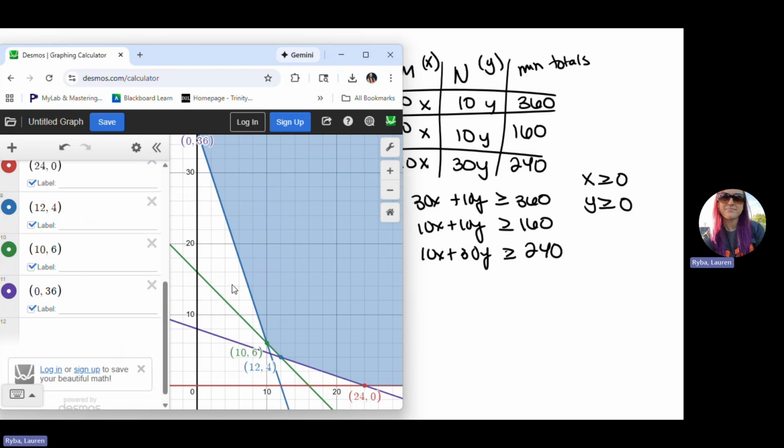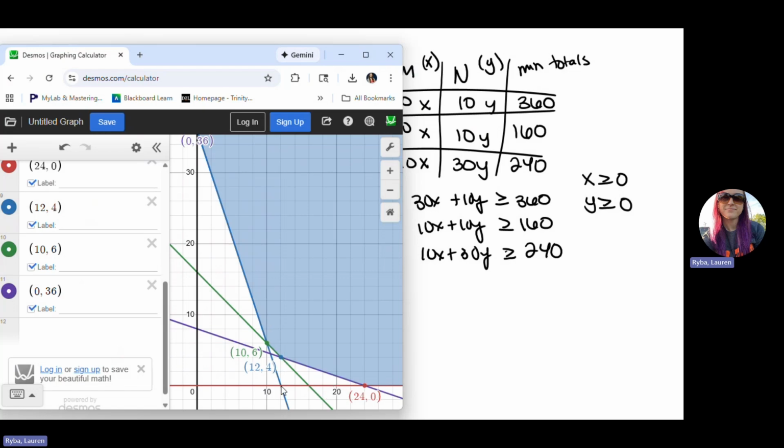So anything in the shaded region would be a solution. I could pick any of my corner points as a solution. Any point along this blue line between 0.36 and 10.6 would be a solution. Anything on the purple line here between 12.4 and 24.0 would be a solution. So I could have 10 ounces of both foods and that would work.